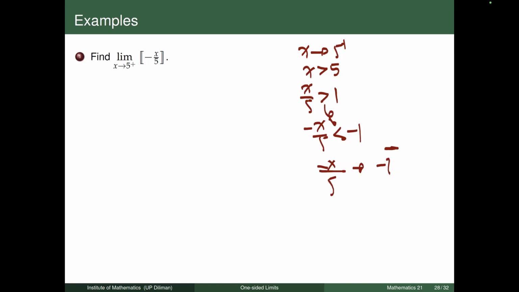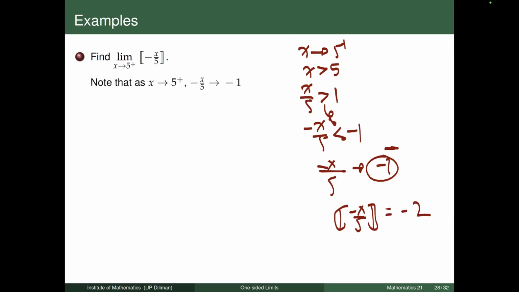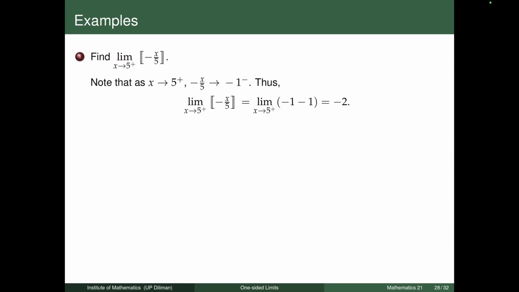So what will be our GIF? So this is an integer. So our GIF will be, you replace this by negative 2. Okay? So we have negative 2. So let me erase that. Negative 2. So negative 1 minus 1. That is the n minus 1 from earlier.